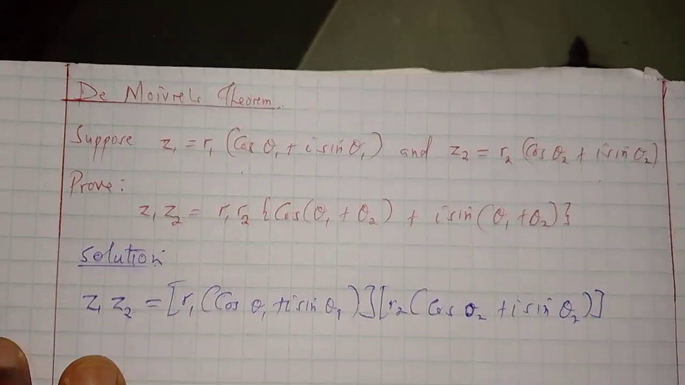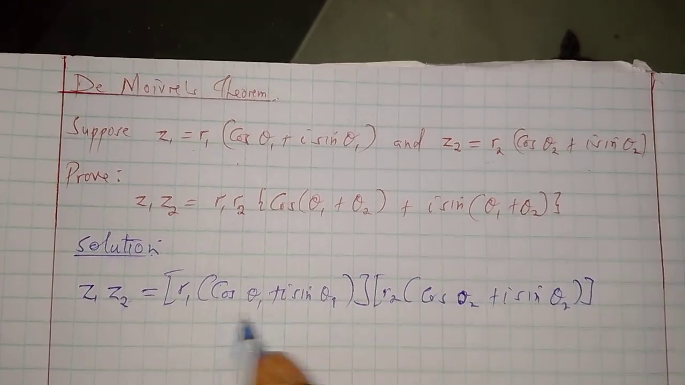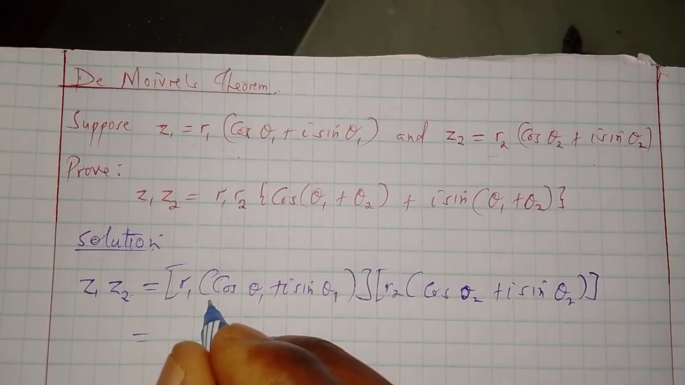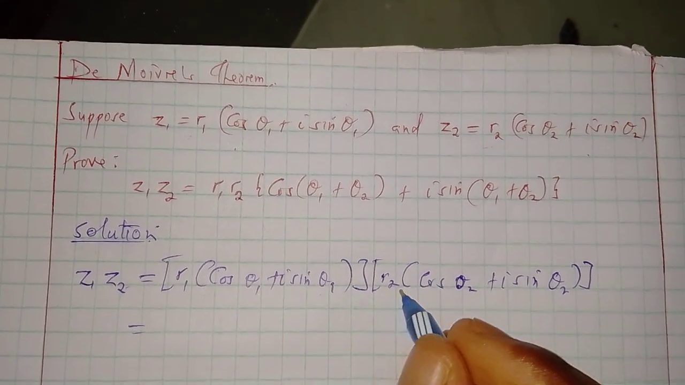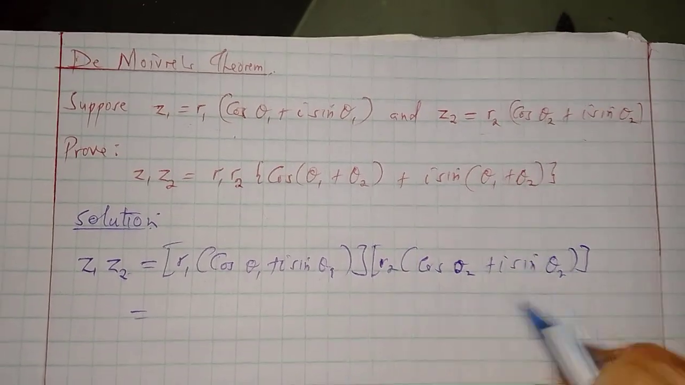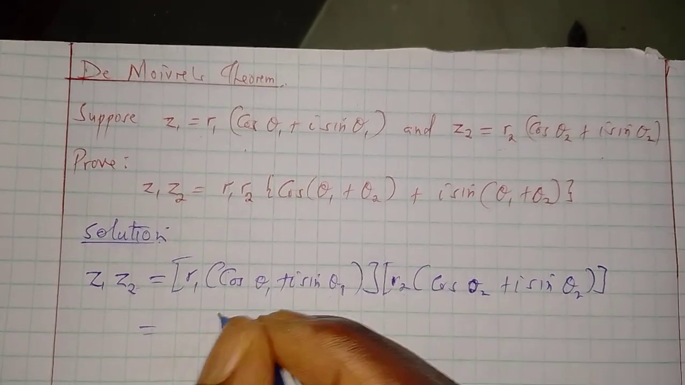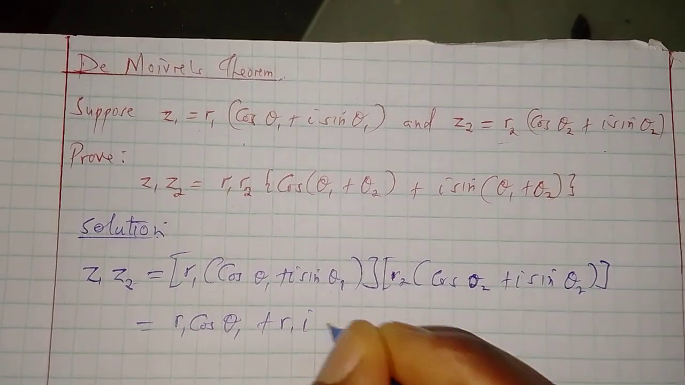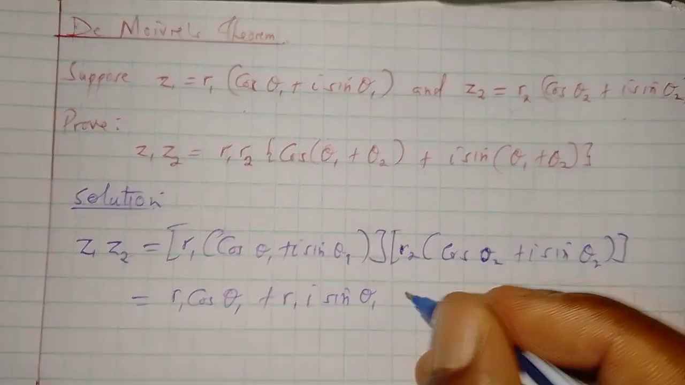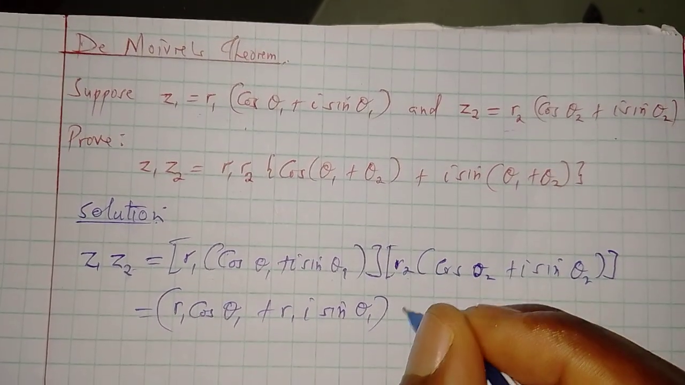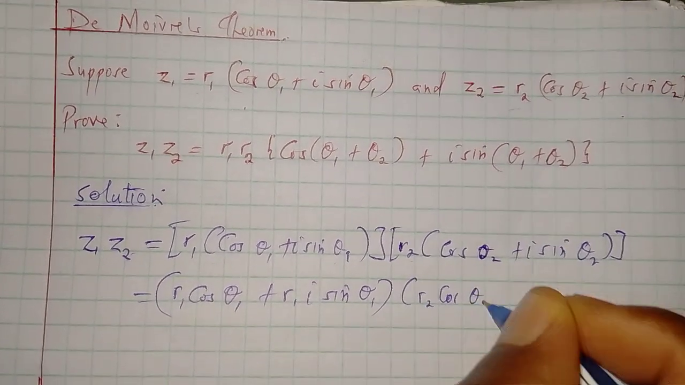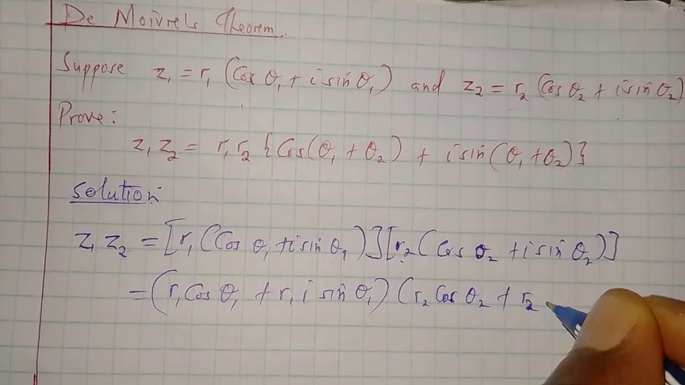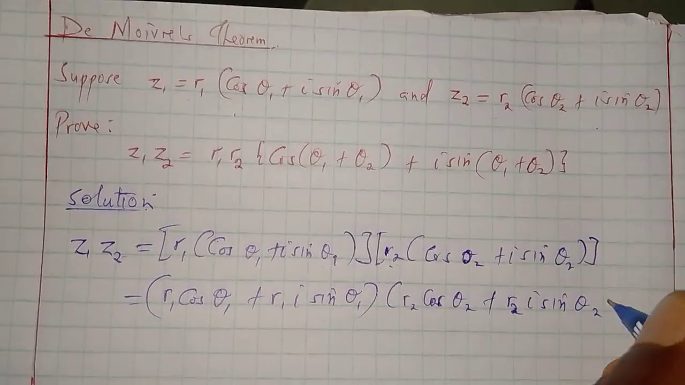So the next step, what do we do? We open the brackets here and here. We multiply r1 with each term in these brackets, then we do the same for r2. So we have r1 times cos theta1, that is r1 cos theta1, plus r1 i sin theta1, then r2 cos theta2, then we multiply again with this one, this r2 i sin theta2.